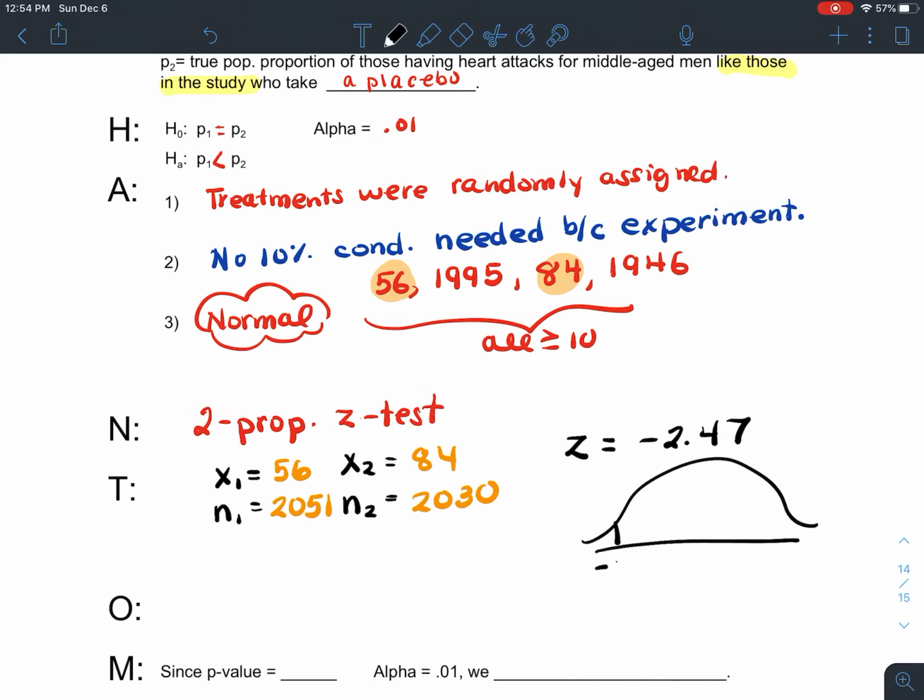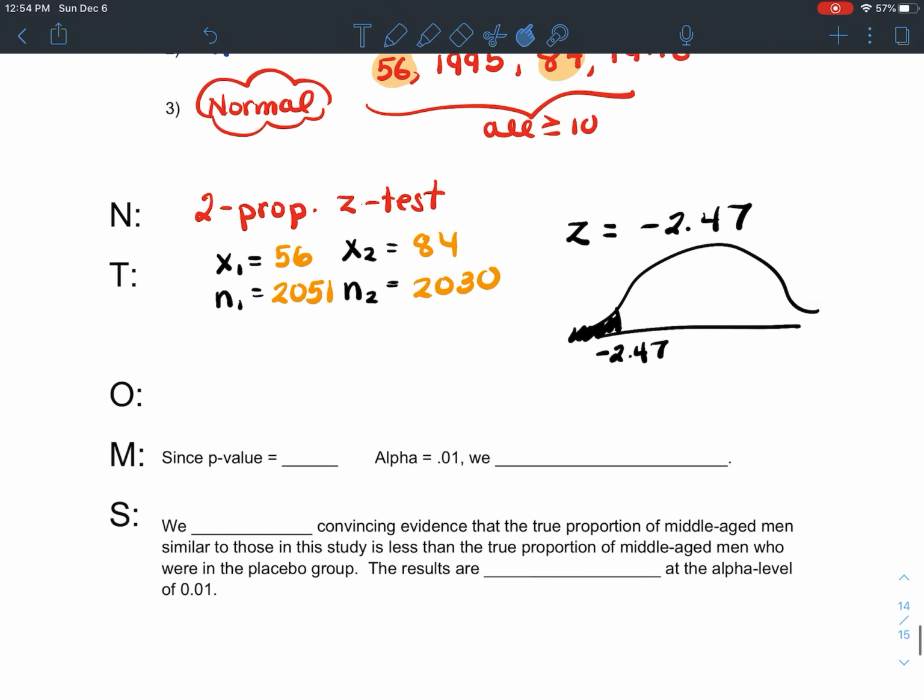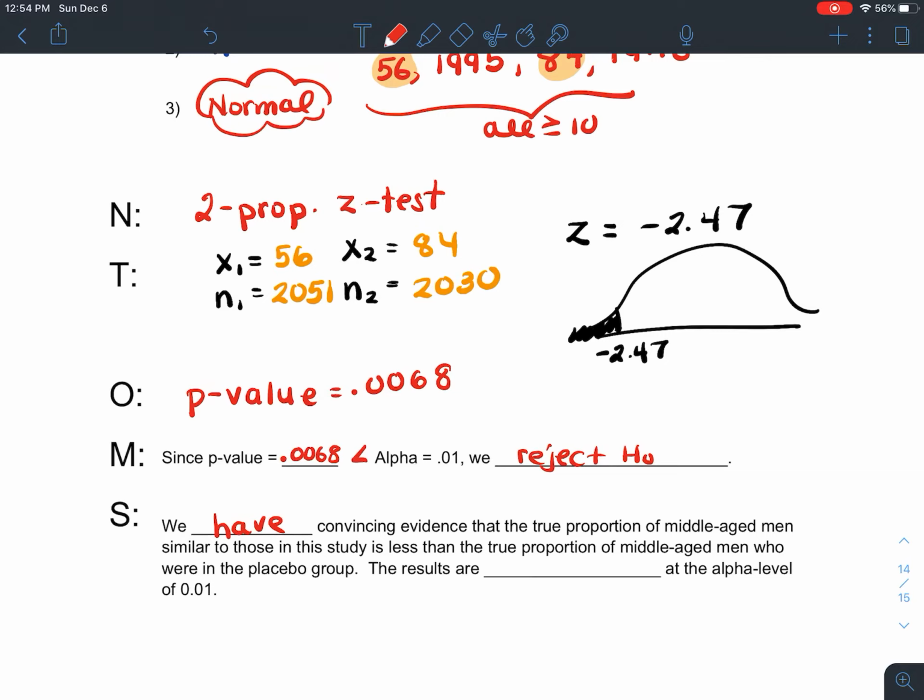Now remember, this was a less than symbol here. So what we're talking about is placing that z-score value on our curve, and we're only interested in the shading to the left. You will also notice on your screen when you run that test, it should report for you what the p-value is. So we're going to report that the p-value is 0.0068, and then we're going to do a comparison for the decision step. This is where we make a decision. We're going to say since the p-value of 0.0068 is less than the alpha level of 0.01, our decision is going to be to reject the null hypothesis.